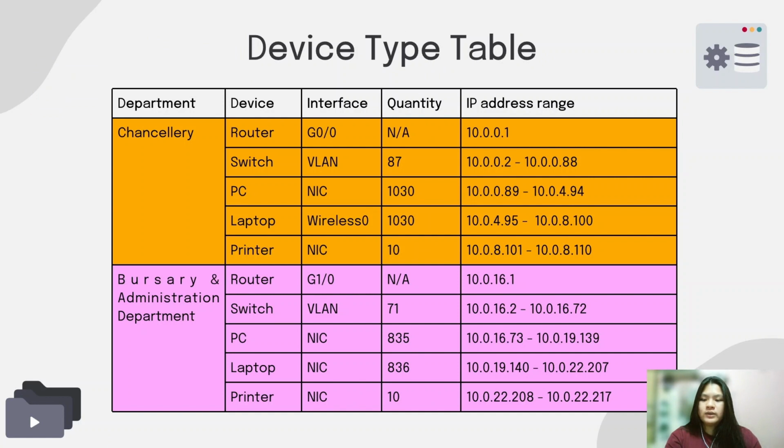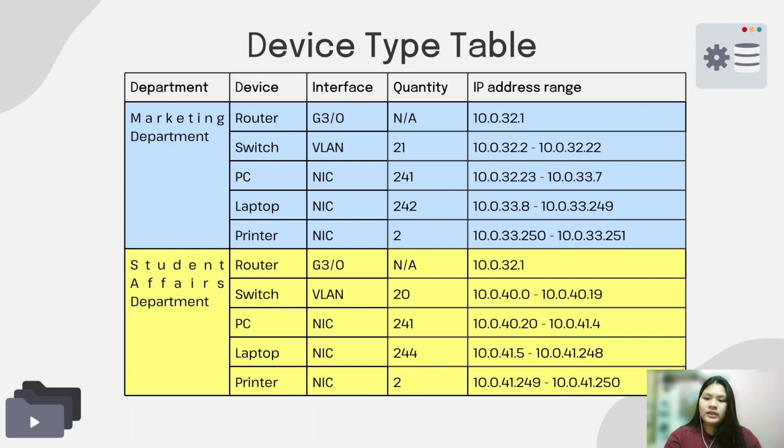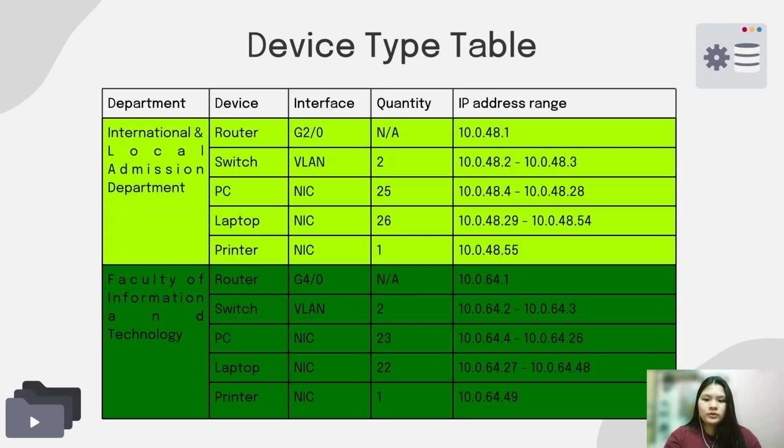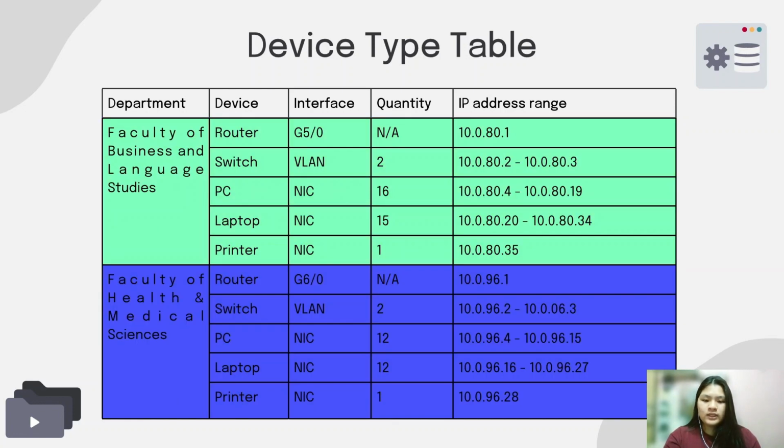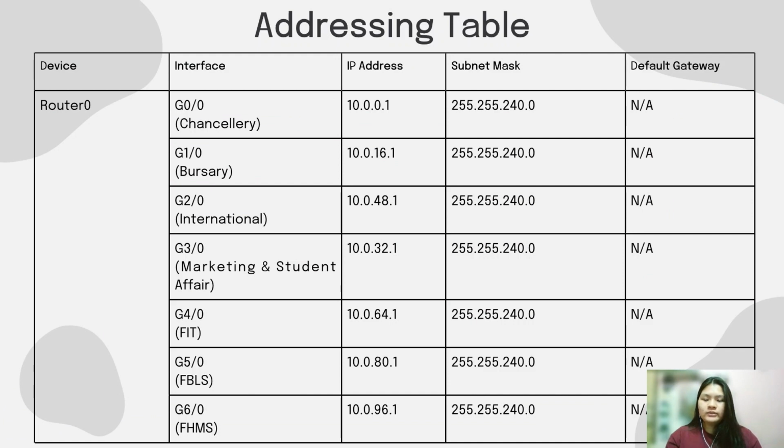After calculating the device numbers, we will fill in the device type table for each subnet and assign the IP address range. The types of end devices we use are PC, laptop, and printer. This table is for Marketing Department and Student Affairs Department. And this table shows the device type information for the International and Local Admission Department and Faculty of Information and Technology. Next, this table shows the device type information for Faculty of Business and Language Studies and Faculty of Health and Medical Science. Next, we will come to the addressing table.